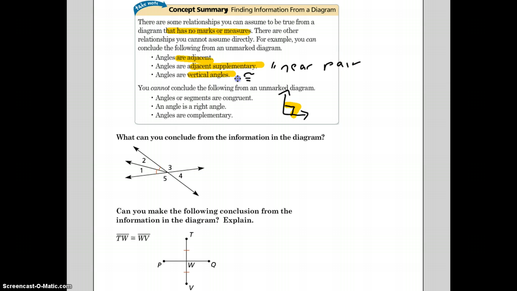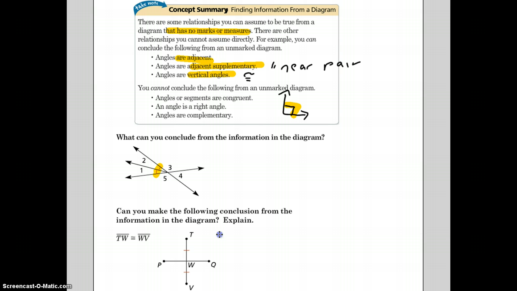Do I have any vertical angles? Yes. I've got 3 is vertical to 5, so I know angle 3 is congruent to angle 5. And then I also have something else marked. If you see this line right here, those two little arcs let you know that those angles are also congruent. So I also know that angle 1 is congruent to angle 2. But I do not know if I have any right angles. I don't know if there are any complementary angles. And I don't know if there are any other congruent angles besides 1 and 2 because they're marked, and 3 and 5 because they're vertical.